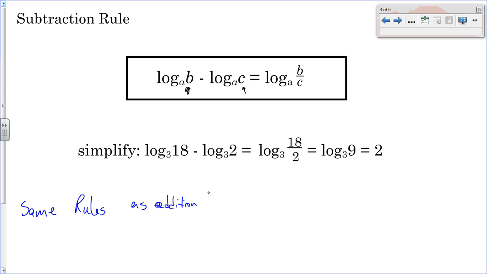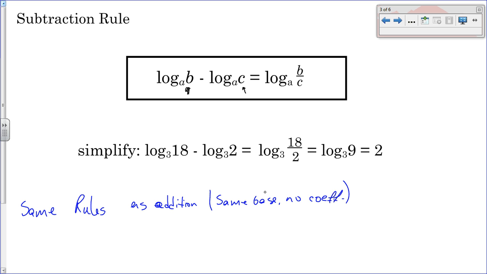All right. So they have to have the same base and no coefficients. Same base, no coefficients. It's the log base 3 of the first number divided by the second number. Log base 3, 18 over 2.